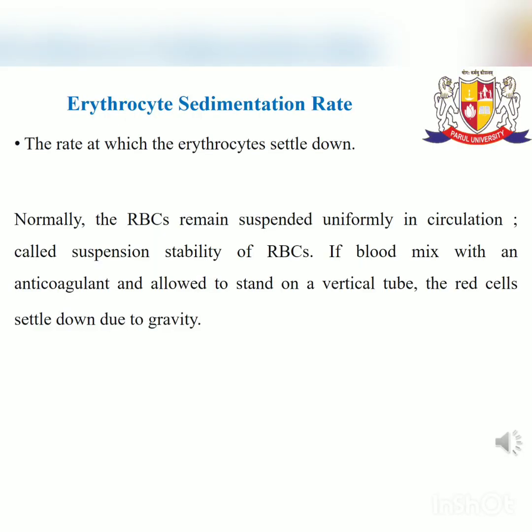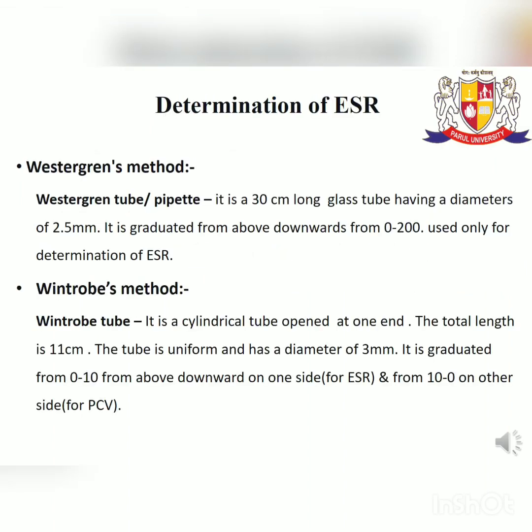Erythrocyte sedimentation rate is the rate at which the erythrocytes settle down. Normally, the red blood cells remain suspended uniformly in circulation, called suspension stability of RBCs. If blood is mixed with an anticoagulant and allowed to stand in a vertical tube, the red cells settle down due to gravity. There are two different methods for determination of ESR.